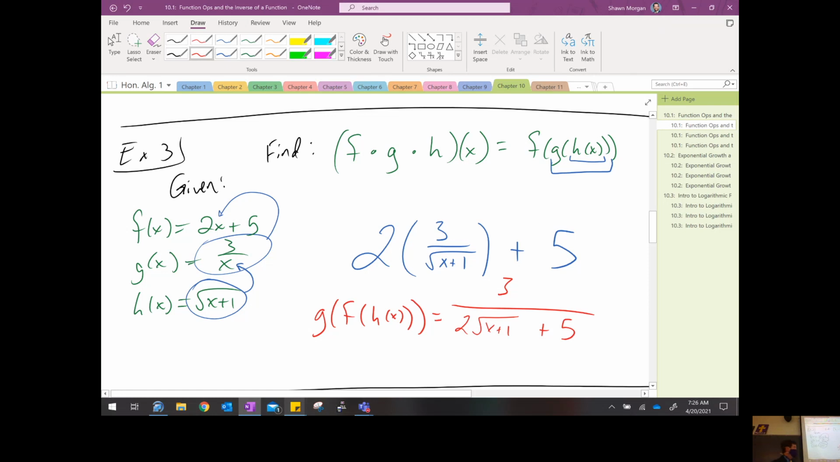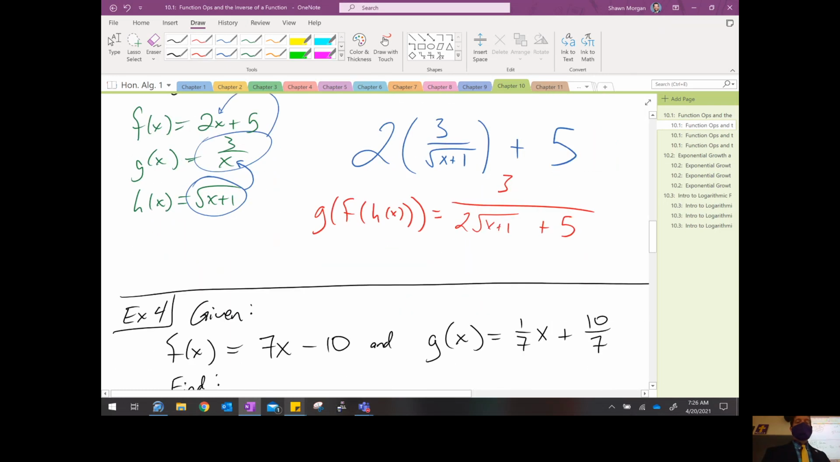In other words, we put h of x, the square root function, inside this linear function f of x, and then we put that inside of this rational function 3 over x. So as far as exercising goes, we can have composition of functions for days, and it's just one level down, one level down, one level down.